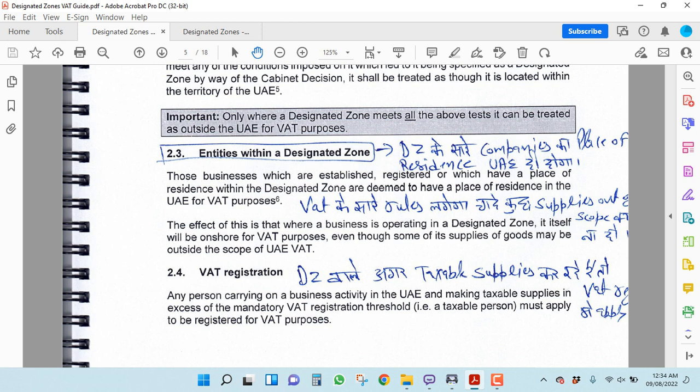Why does UAE VAT treat DZ companies as equal to mainland companies for all VAT regulations other than some specific out of scope supplies? Because they want to impose every rule and regulation for maintaining books of accounts, for auditing, for VAT refund, for input VAT. They want every rule to be applied to DZ companies as it applies to mainland companies. It has many benefits to the DZ companies that we will see in the next couple of minutes.